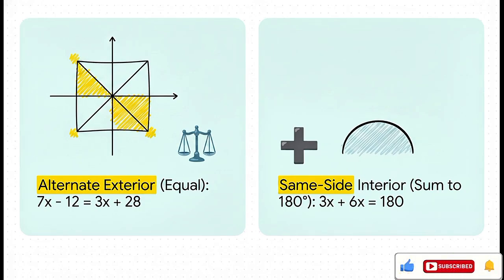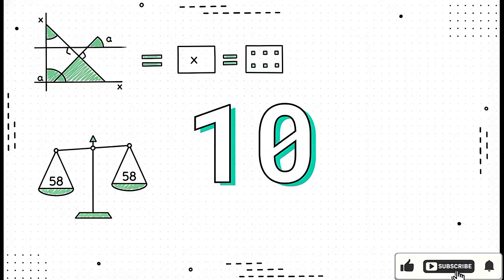In one scenario, say we have alternate exterior angles. Since they're alternate, we know they are congruent, meaning we simply slap an equal sign between them. So 7x minus 12 equals 3x plus 28. In another scenario, we might have same-side interior angles. We know those are supplementary, so we add them together and set them equal to 180. That gives us 3x plus 6x equals 180. Let's actually solve that first one.